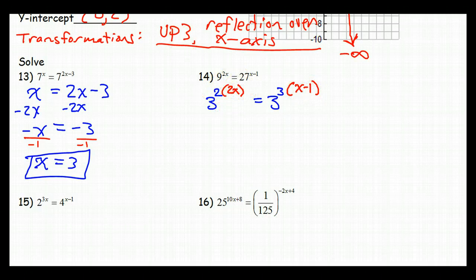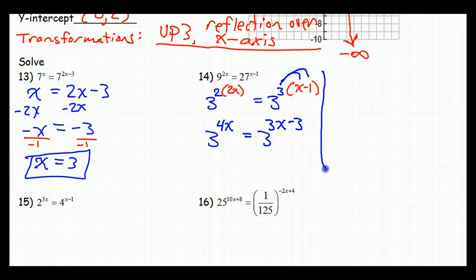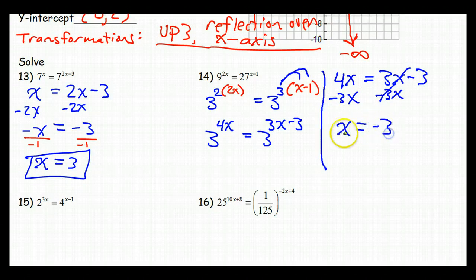Now, I'm going to wind up multiplying those together. So this is going to wind up as 3 to the 4x power, 2 times 2. And this is going to wind up as 3 to the 3x minus 3 power. Had to do the distributive property. Now that the bases are the same, the exponents will be the same. So I can go ahead and set the exponents equal to each other now. Subtracting 3x from both sides, sorry, so those are gone. That gives me x equals negative 3. So that is the answer for number 14.